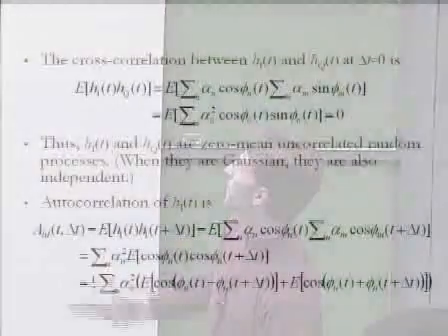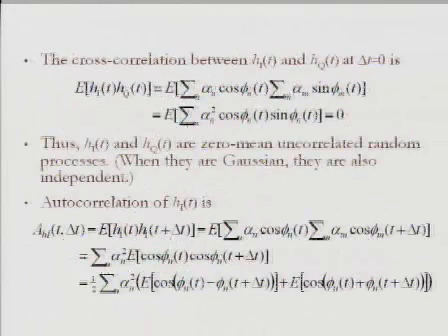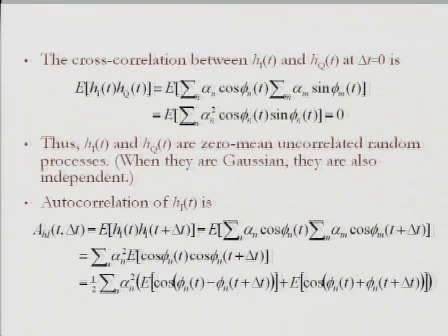So we can make a first observation, which is that h sub I and h sub q are 0 mean. Remember, we saw the means were 0. They are 0 mean uncorrelated random processes. Okay? At least when they're not shifted. When they're on the same time, they're uncorrelated. And when they're Gaussian, that means that they're also independent. Remember, the property of Gaussian processes is that uncorrelation and independence are equivalent features. Okay? So now let's study the autocorrelation of h sub I and h sub q.